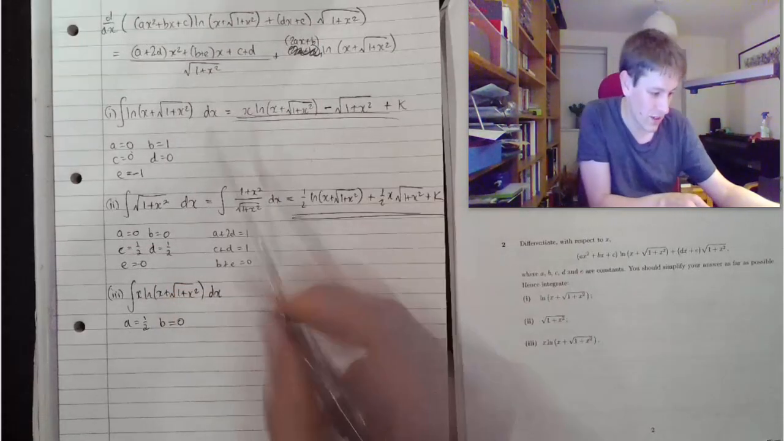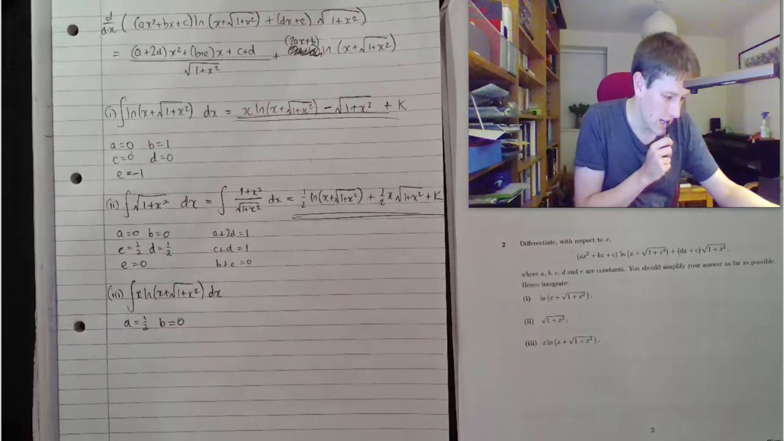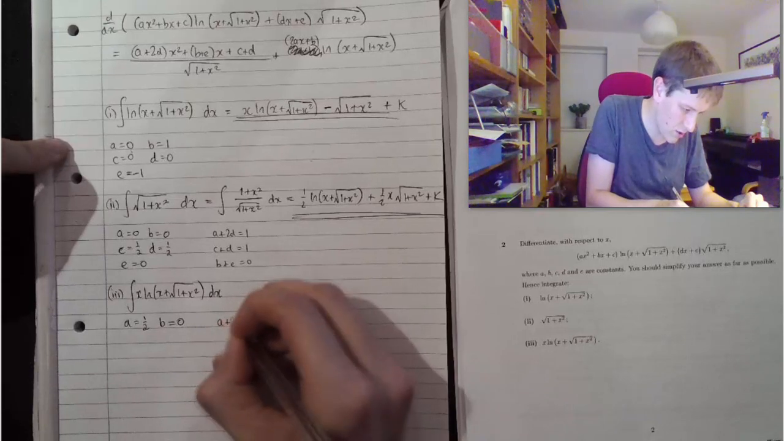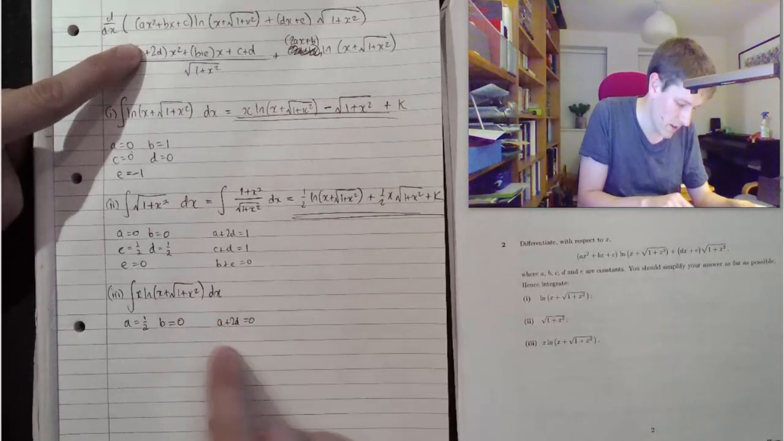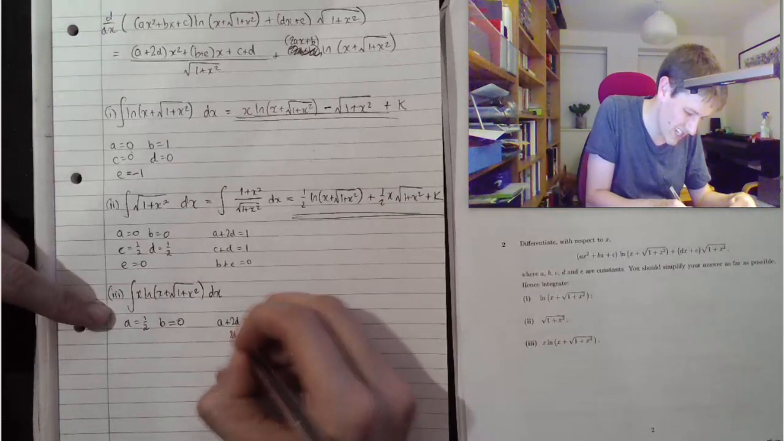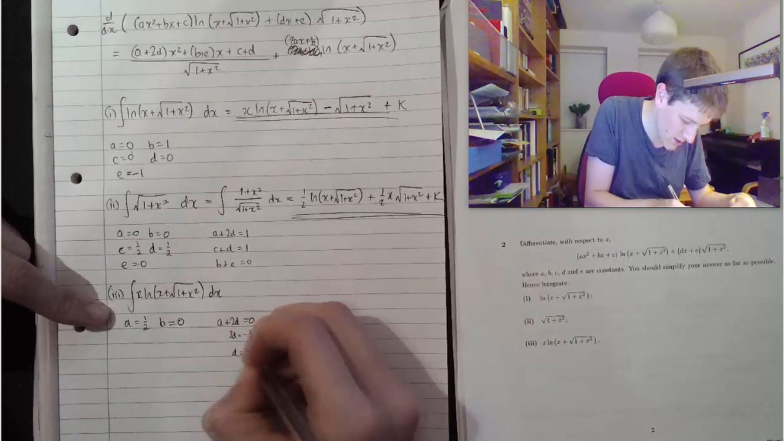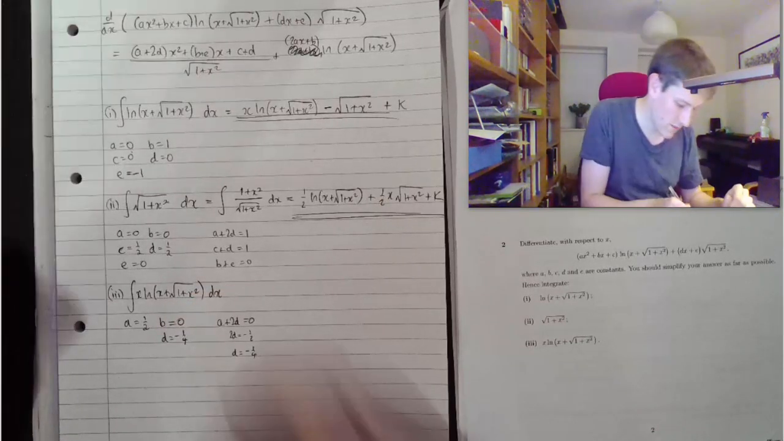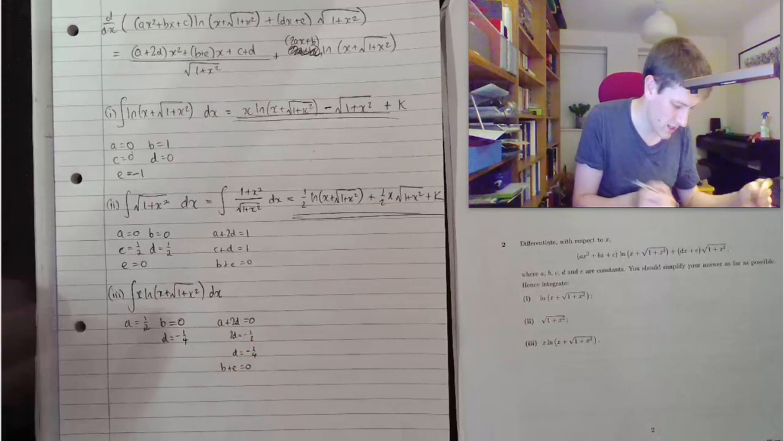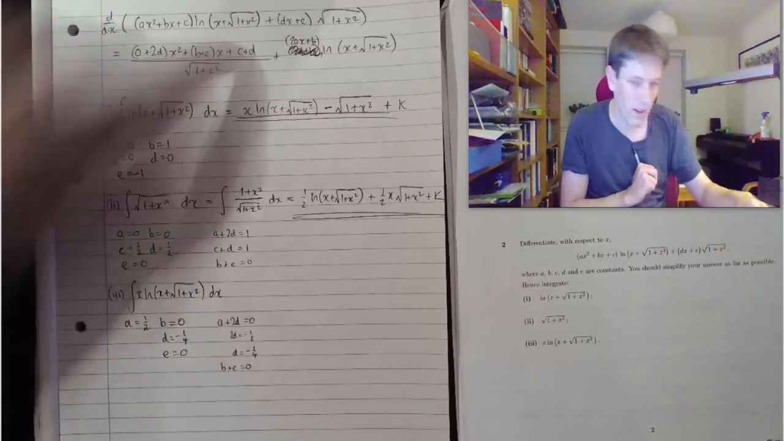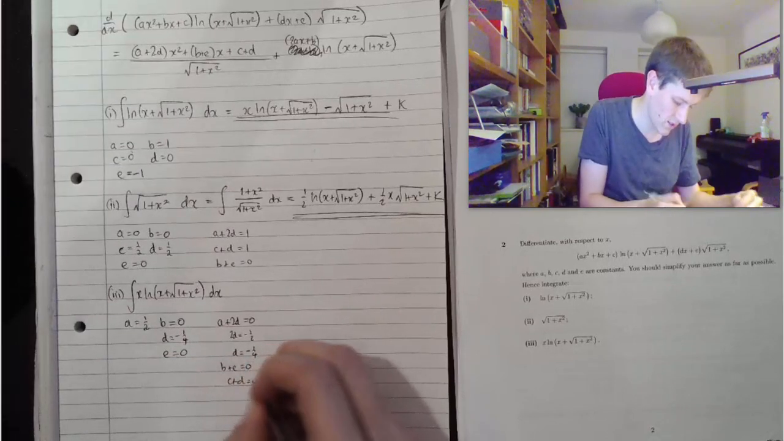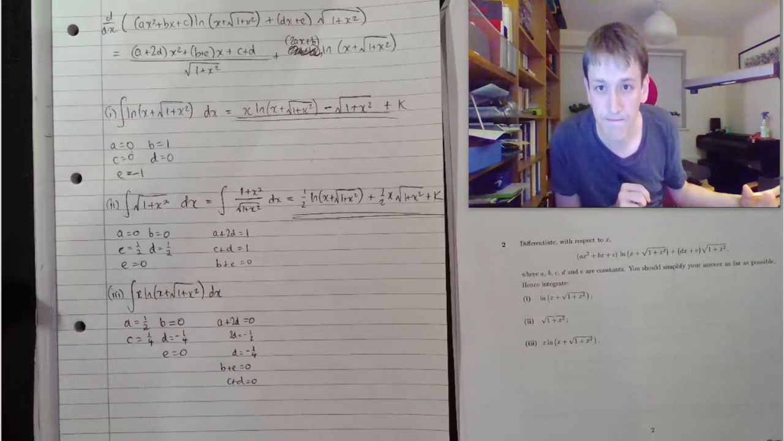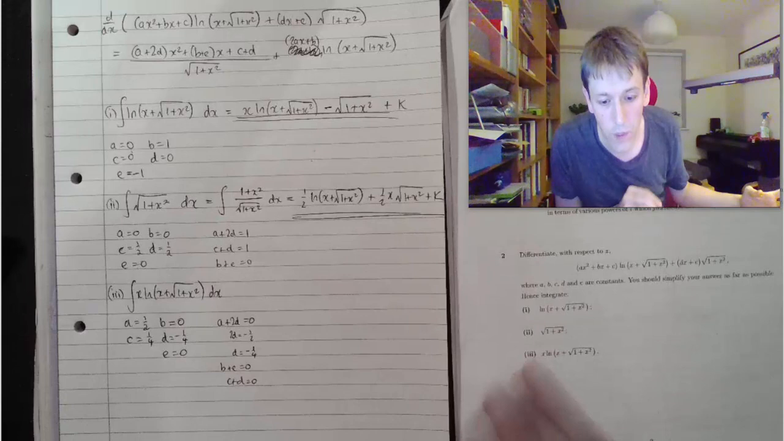Again, I just now need to eliminate this part of the problem. So this time a plus 2d has to give us 0. Well, a was 1/2, so I've got 2d equals minus 1/2, so d equals minus 1/4. b plus e has to be 0, but b is 0, so that just gives us e equals 0, and c plus d equals 0. So d is minus 1/4, that means c must be plus 1/4.